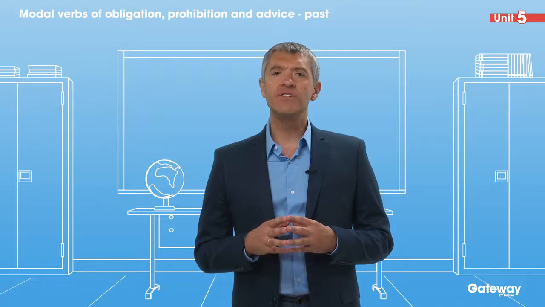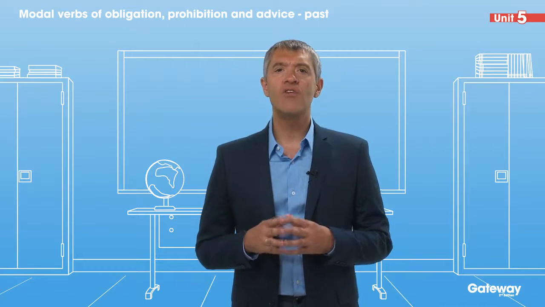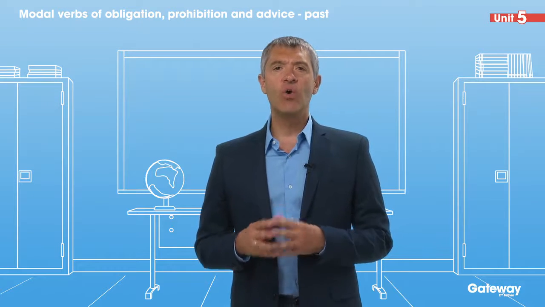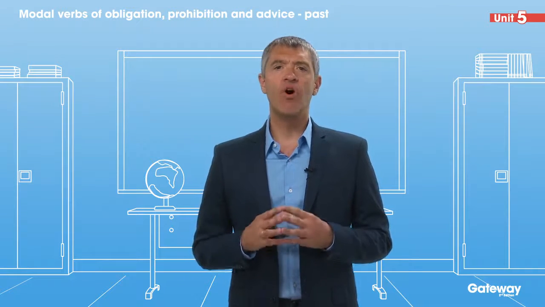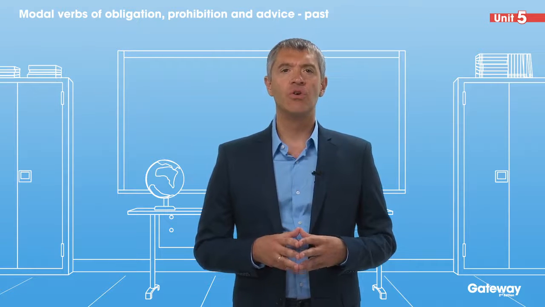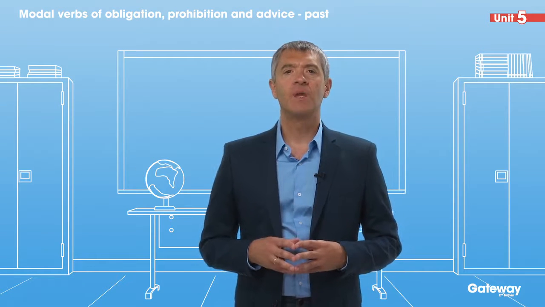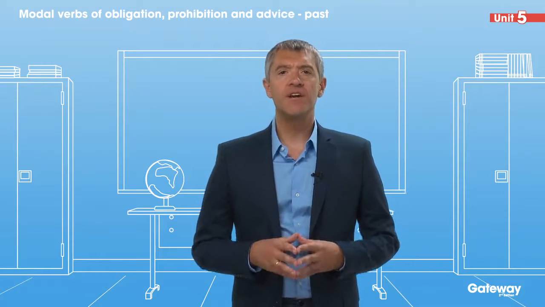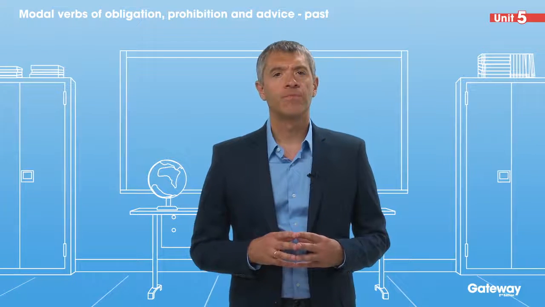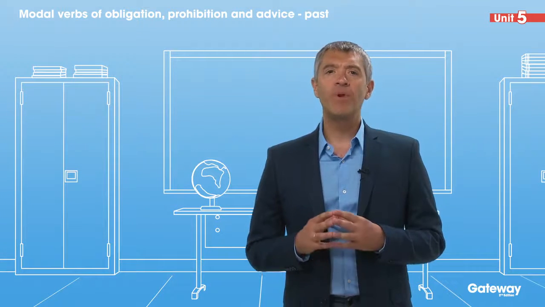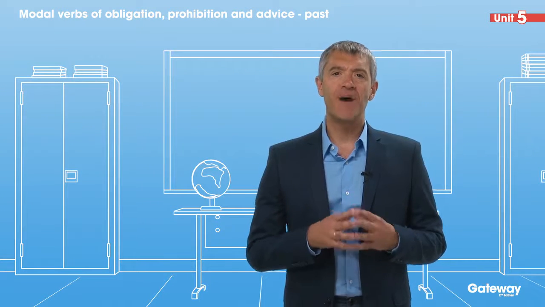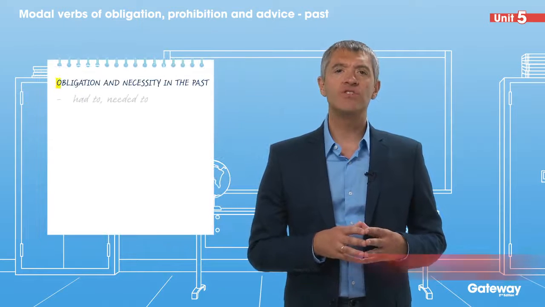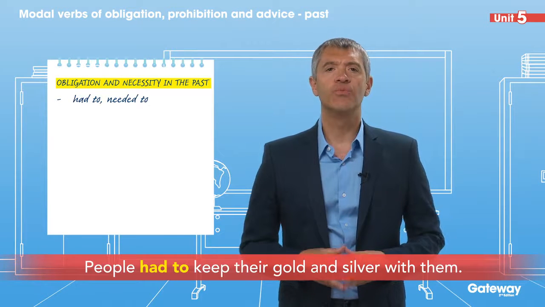You probably noticed that all those sentences are in the past, and they all express some type of obligation, prohibition, or advice. Let's look more closely at each example. To talk about obligation and necessity in the past, we use had to or needed to.